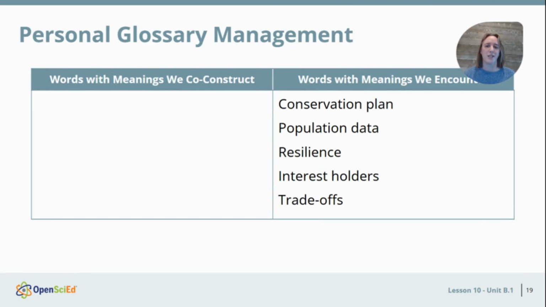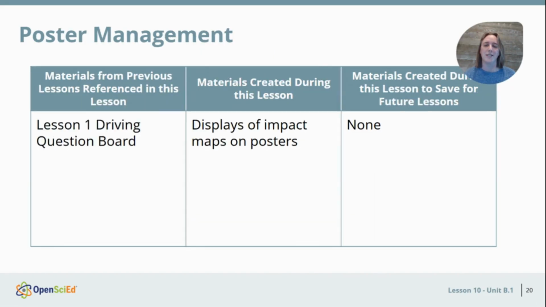There are no new words that we encounter during Lesson 10, but we do come back to some during the wrap-up in Part 12. These include conservation plan, population data, resilience, interest holders, and trade-offs. During Lesson 10, we come back to our driving question board from Lesson 1 to answer student questions about knowledge that we've gained throughout the unit.